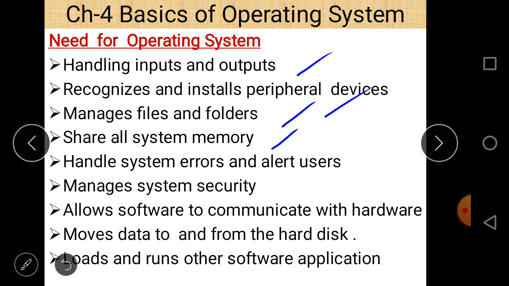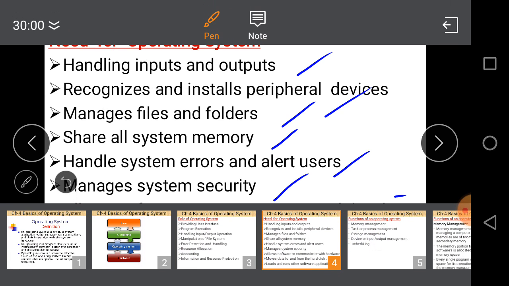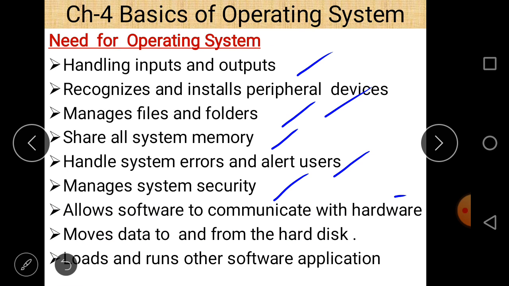The operating system handles system errors and alerts users regarding security and proper uses of different resources, and it manages system security. You can give your password using an operating system. It allows software to communicate with hardware, and these are the duties of operating systems.